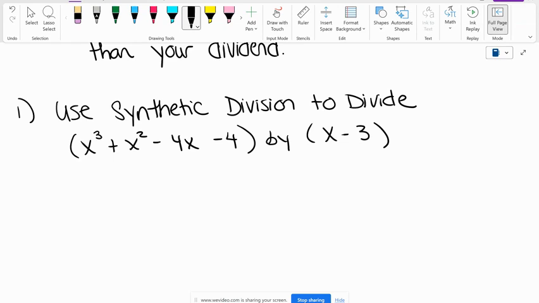Now let's go to the dividend. For the dividend, we need it in descending order, check. We need every exponent accounted for. I have a 3, I have a 2, I have a 1, I have my constant. Everything is in tip-top shape for us. So now we are going to list out all the coefficients for the dividend, not the variables, just the coefficients. So I have a 1, then a 1, then a negative 4, then another negative 4. Only the numbers in front with their signs.